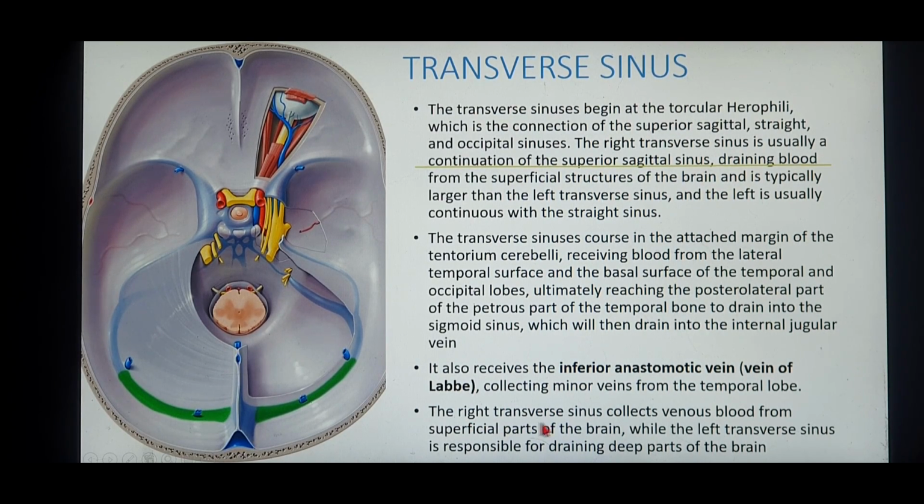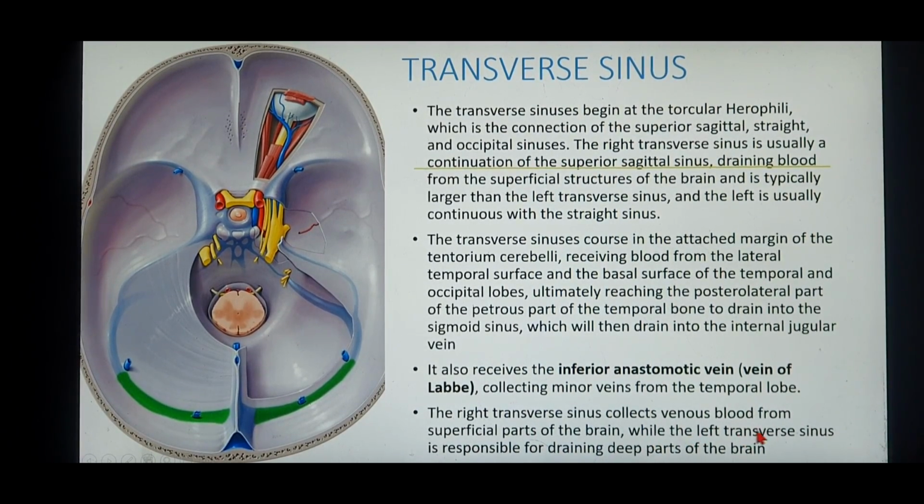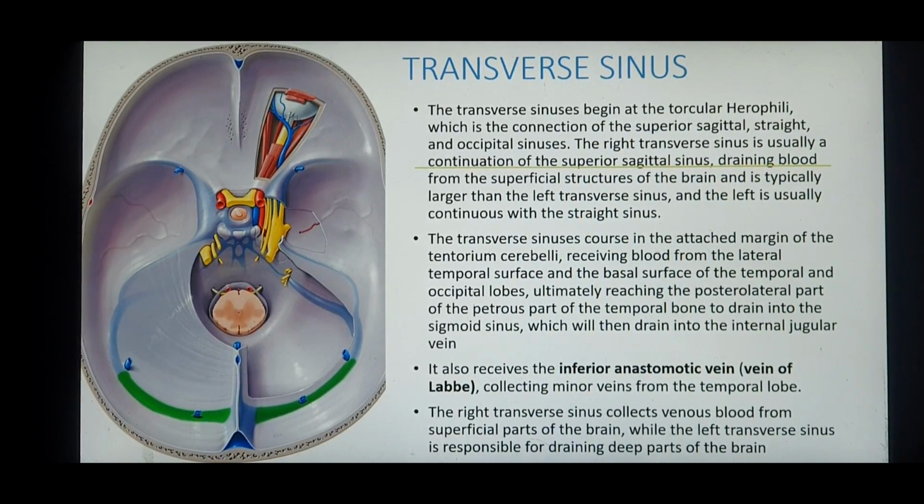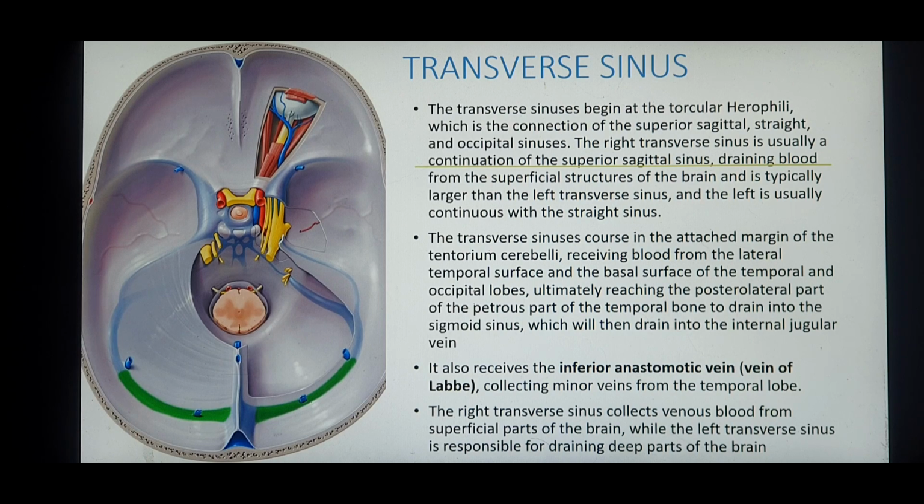The right transverse sinus collects venous blood from the superficial part of the brain, while the left collects from draining deep parts of the brain. So that is also very important. The right is superficial, the left is deep.